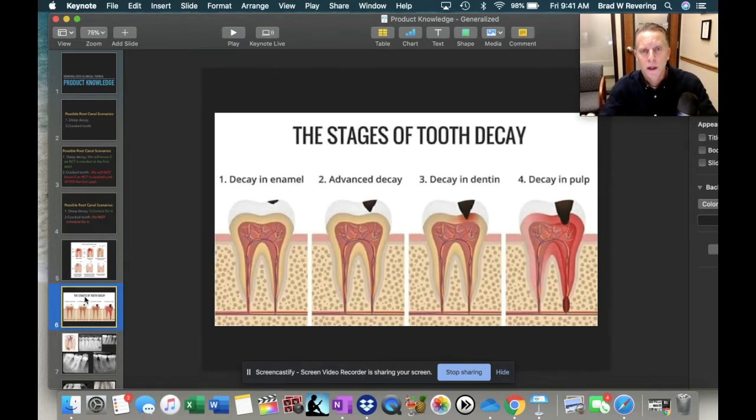And again, we could look at decay to see what might lead to a root canal. So here in the beginning, you can see in the first tooth, that's just a very shallow area of decay. A simple filling will take care of that.